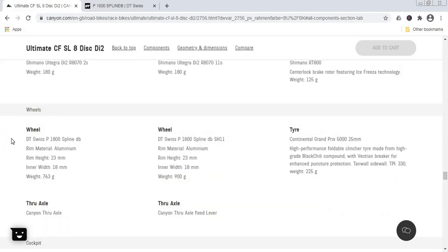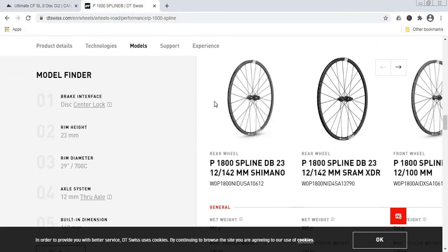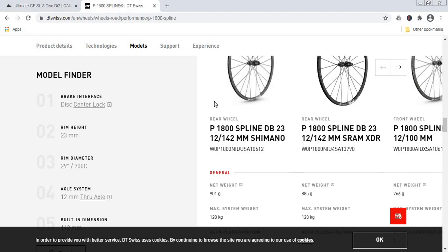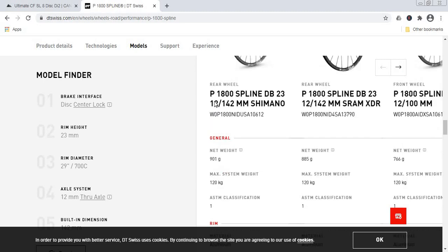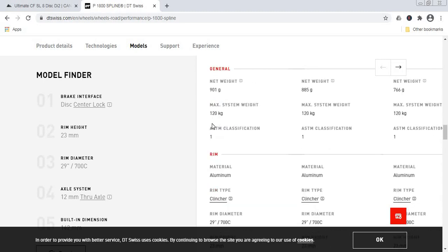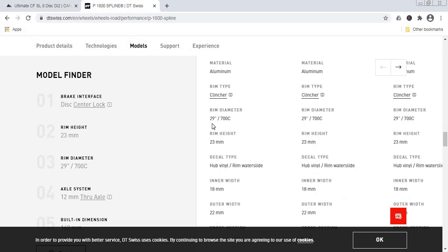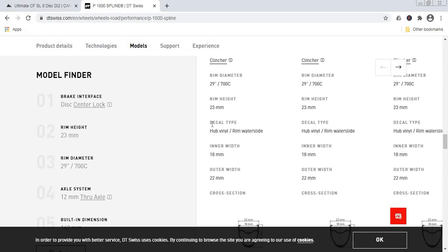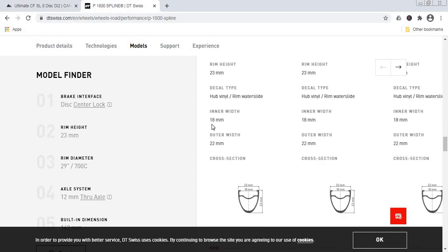Wheelset on this bike is a decent choice in my opinion. So here we are speaking about the DT Swiss P1800 Spline wheelset. When I quickly nip to the DT Swiss website to check this wheelset, here are some highlights. The rear wheel is 901 grams and the front wheel is 766 grams. So this is 1667 grams in total. This is an aluminium wheelset, a clincher type with the rim height of 23mm front and back, and the inner rim width of 18mm. So this is a bit narrow inner rim width, but it is what it is.